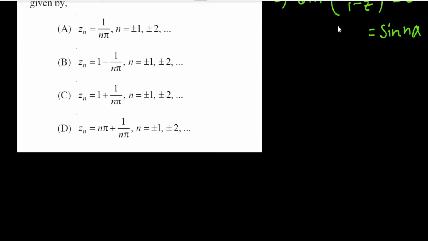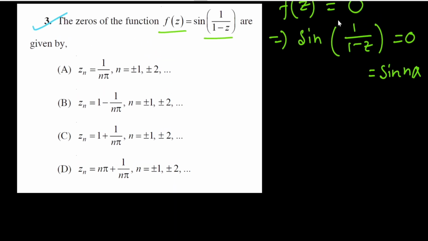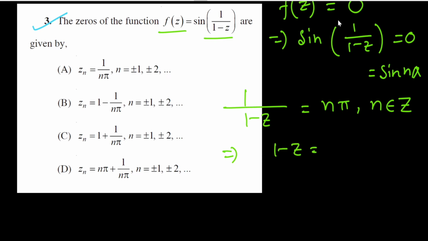Therefore we have 1 by (1 minus z) equal to n pi, where n belongs to Z: 0, plus minus 1, and plus minus 2, and this gives 1 minus z equal to 1 by n pi. Now this does not exist if we take n equal to 0. Therefore we take the values n equal to plus minus 1, plus minus 2, and so on.